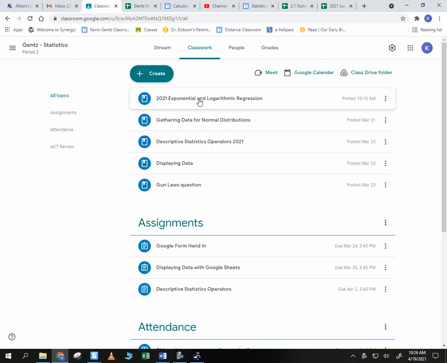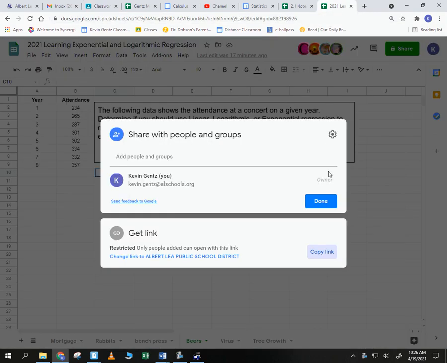statistics classroom, you can see here that we have 2021 exponential and logarithmic regression. Please go ahead and open that document. And as you open that document, go ahead and make a copy of it and save it for your own purposes.